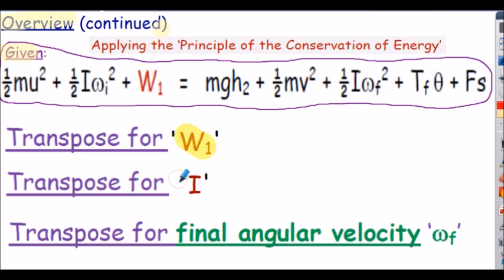Next we will transpose for the moment of inertia I, shown here on the left hand side and also here on the right hand side. And finally we transpose for final angular velocity labelled omega F, and that occurs here on the right hand side within the formula. Full work solutions are shown to all these transpositions.